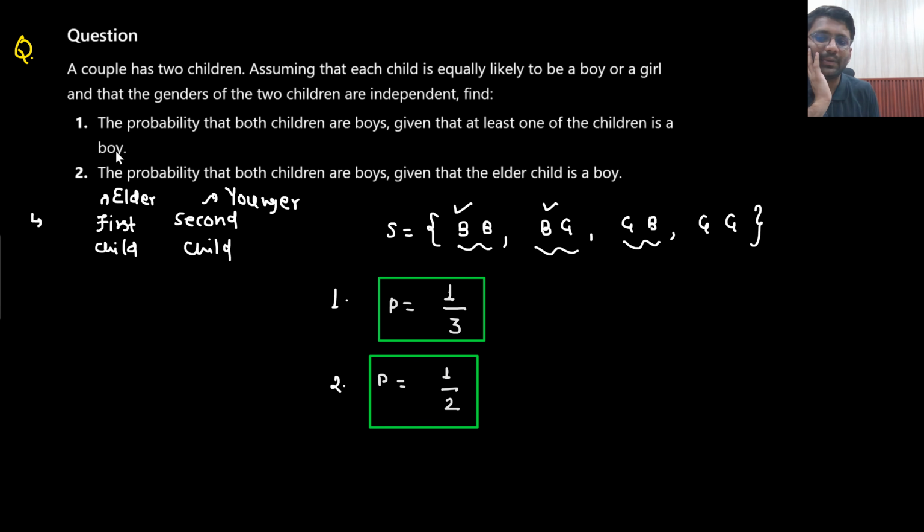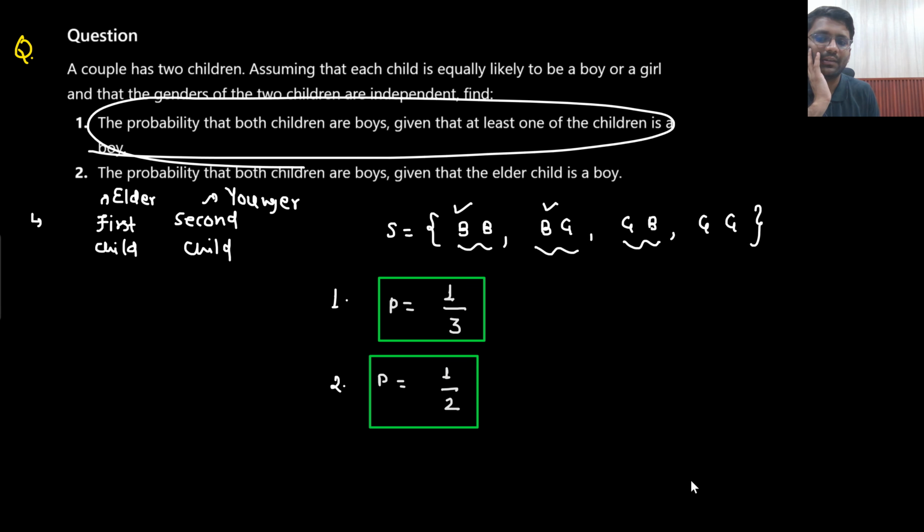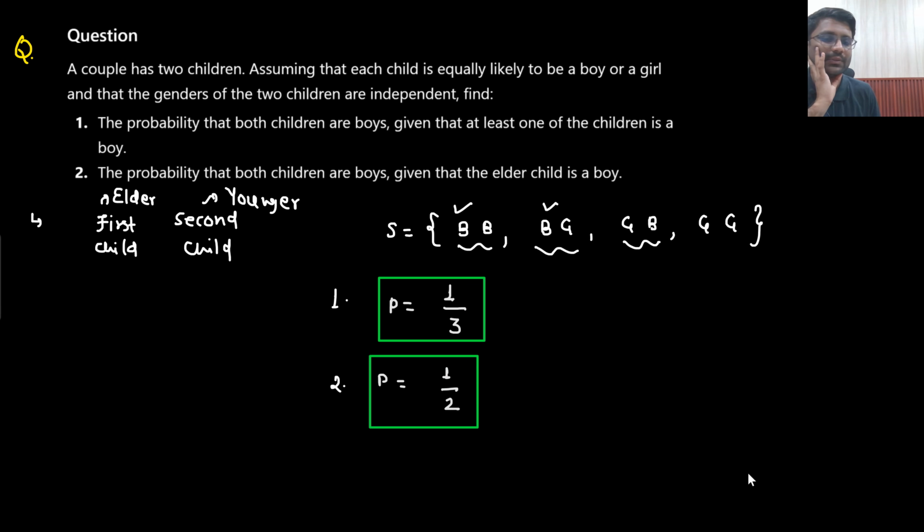A lot of people, this question was actually asked in GATE. So a lot of people marked 1 by 2. Why is that so? Because they thought that these 2 cases are the same. That whether you are having boy girl or you are having girl boy, both cases are the same. But you need to take care of elder and younger as well.